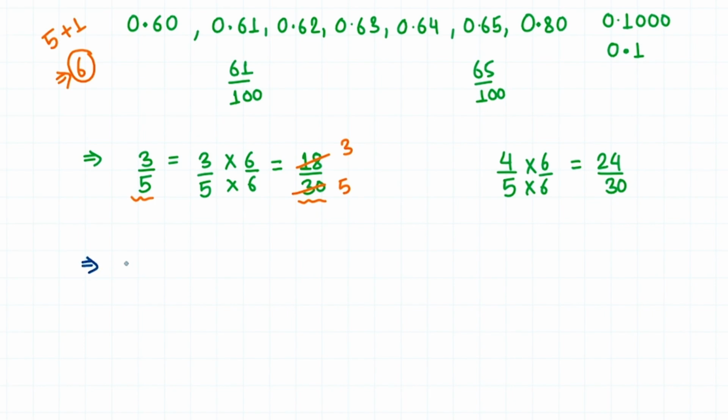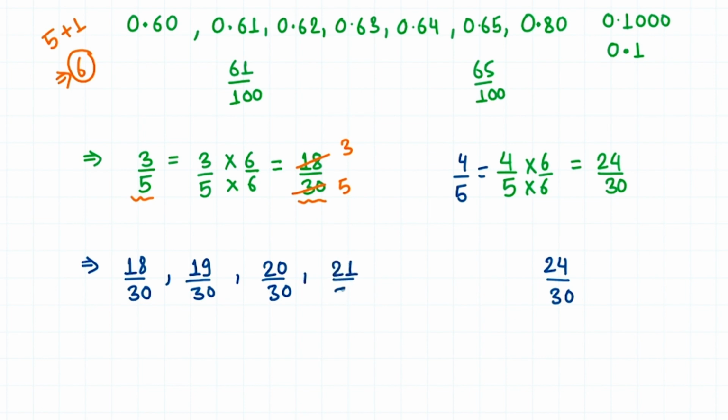So we have our 3 by 5 as 18 divided by 30, right? In terms of bigger number. And then we have our 4 divided by 5. This was our 4 by 5, okay, as 24 divided by 30, right? Now again, we just increase the numerator serially. So we get 19 divided by 30. And then we can write 20 by 30. And then 21 divided by 30. And then 22 divided by 30. And then 23 divided by 30.